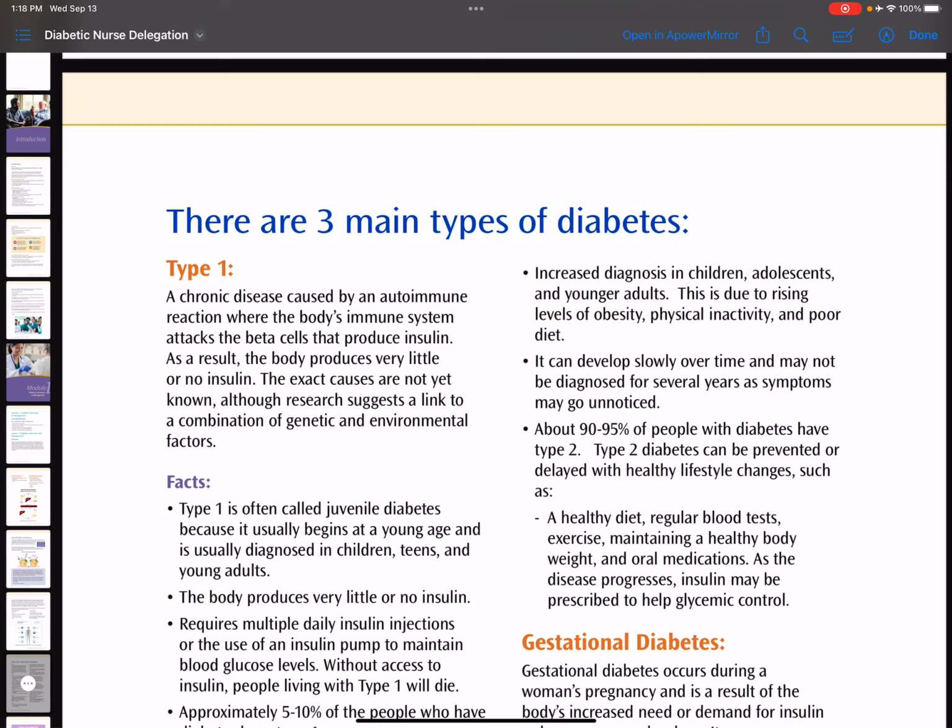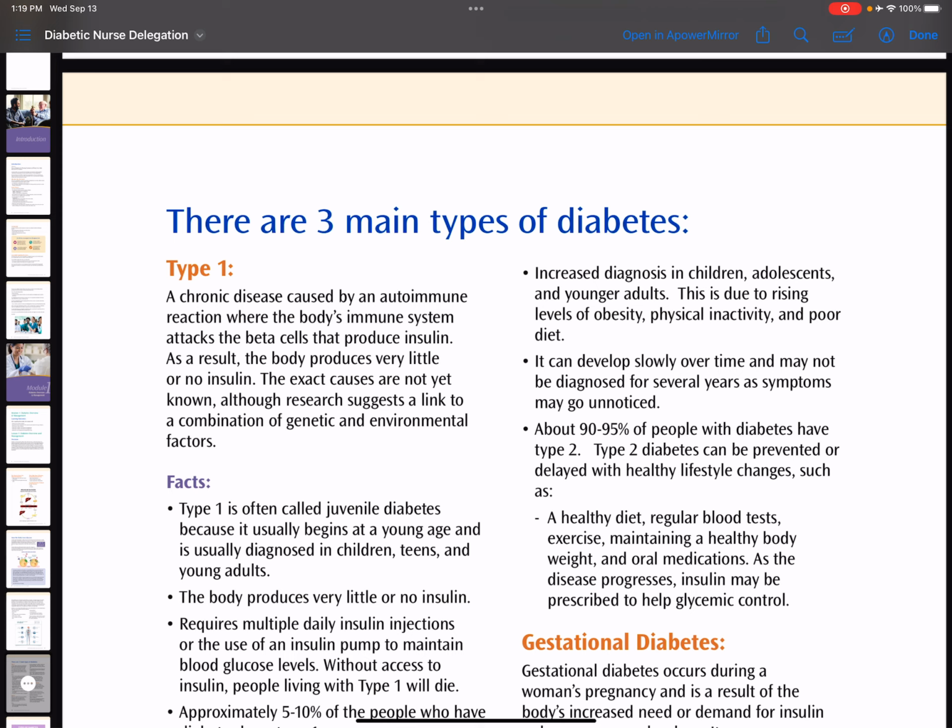Type 2 diabetic. With type 2 diabetic, the pancreas produces insulin, but either not enough insulin is produced or the body does not use it effectively. As a result, glucose from the food builds up in the body. Facts that we need to know. Usually occurs in people over age 40 who are overweight and have long-standing poor eating habits. Increased diagnosis in children, adolescents, and young adults. This is due to rising levels of obesity, physical inactivity, or poor diet. It can develop slowly over time and may not be diagnosed for several years, or symptoms may go unnoticed.